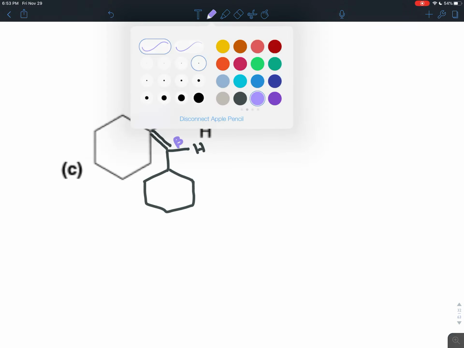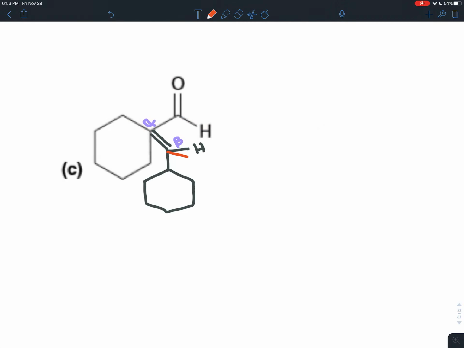On the beta carbon of the double bond, add in an OH. With this aldol addition reaction, you always get a beta hydroxy aldehyde or ketone. So you always want to put an OH, a hydroxy group, on the beta carbon. Now, finally, erase the pi bond. You can also erase the hydrogen, which is implied, and if you want, the alpha and the beta. And that leaves you with your final product.